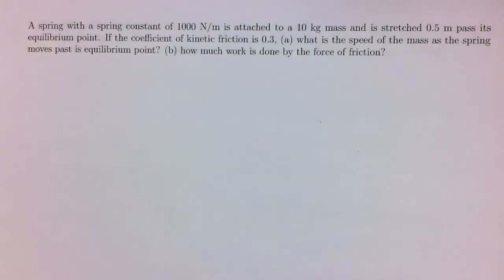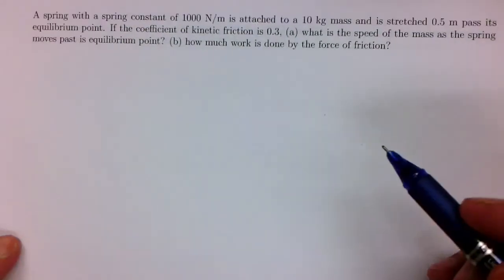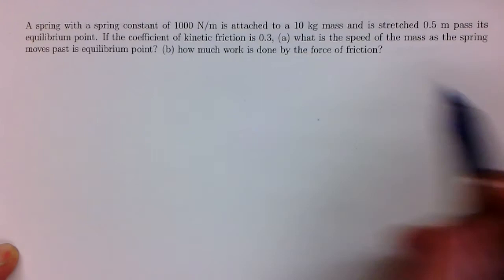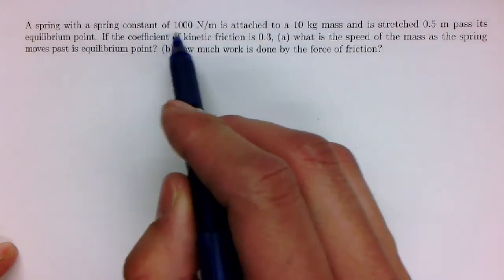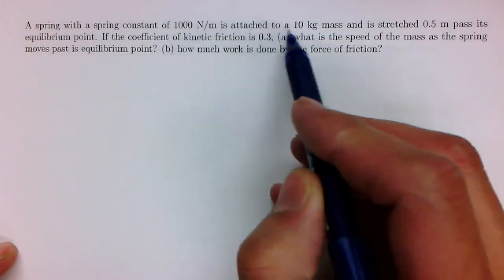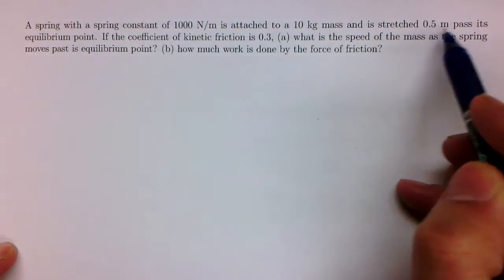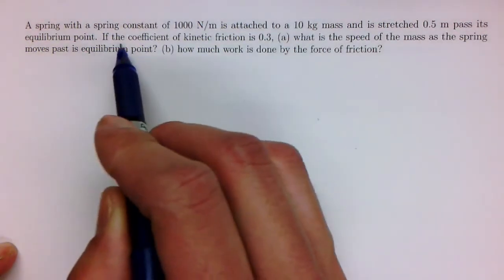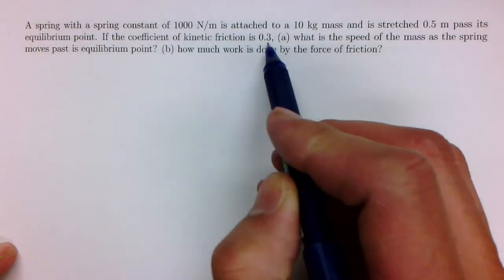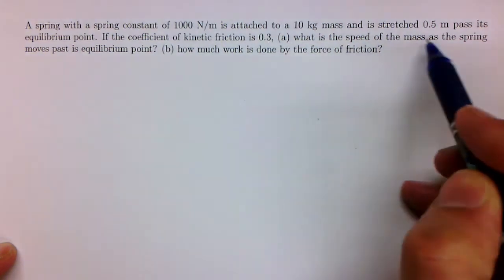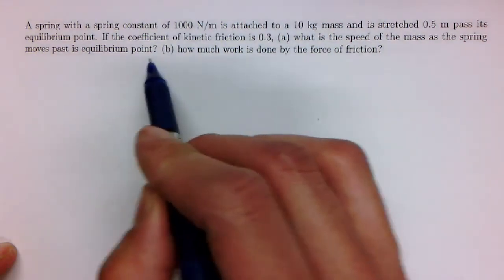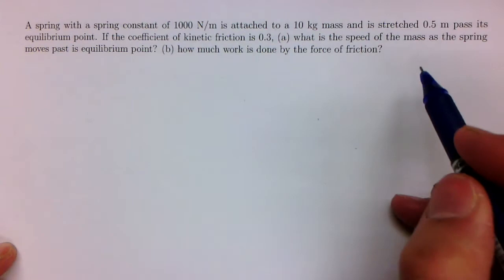The next problem involves conservation of energy when there's a frictional force involved. A spring with a spring constant of 1000 newtons per meter is attached to a 10 kilogram mass and is stretched 0.5 meters past its equilibrium point. If the coefficient of kinetic friction is 0.3, A. What is the speed of the mass as the spring moves past its equilibrium point? B. How much work is done by the force of friction?